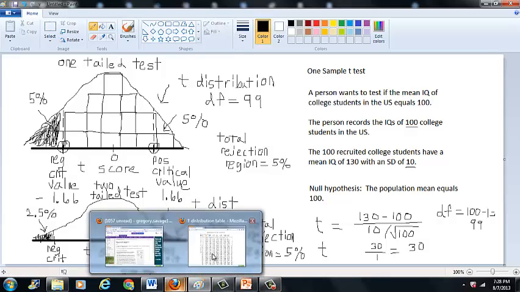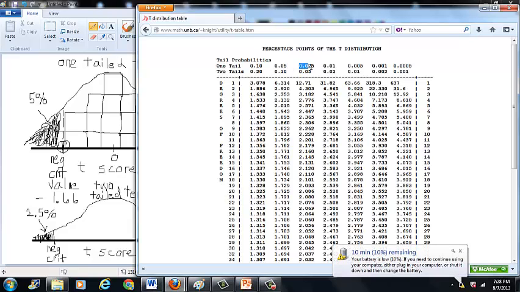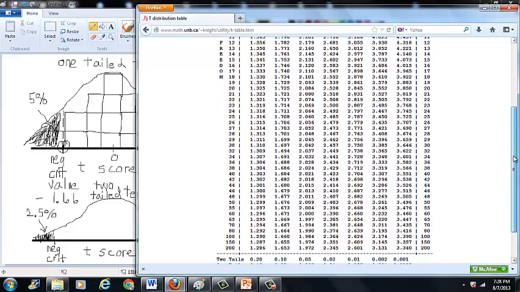Let's see what happens if we go to two tails and use 0.05. If you use two tails 0.05, what does it say up in the one-tailed row up here? When two tails is 0.05, one tail says 0.025. So let's see what we get down here in this column. We get about 1.99.